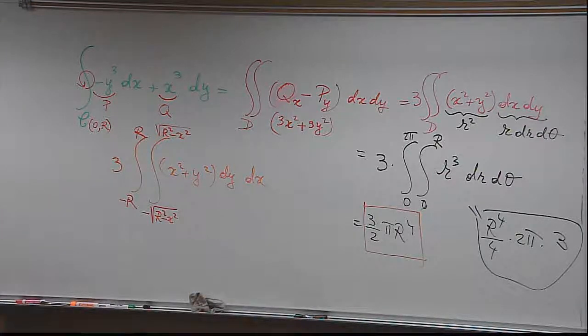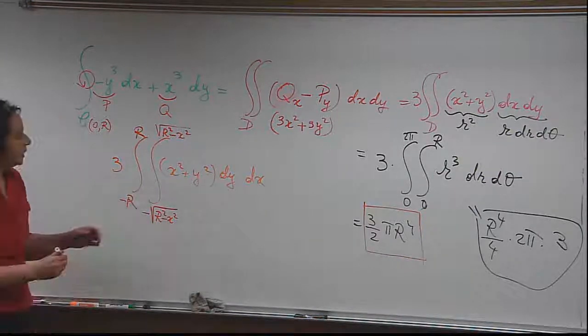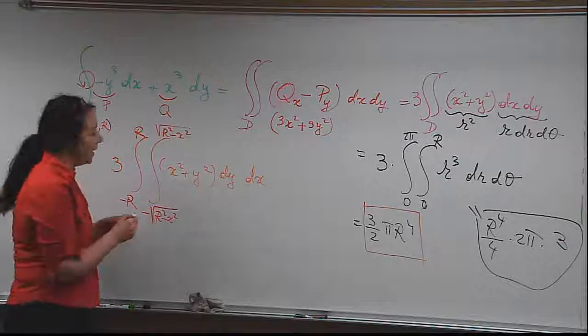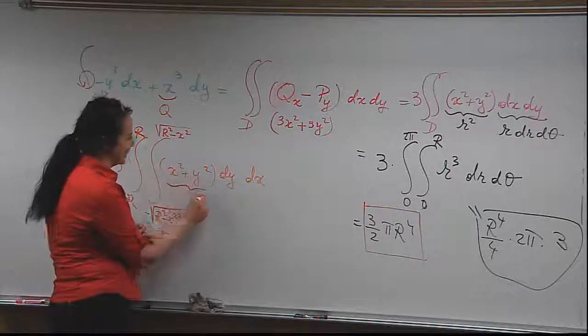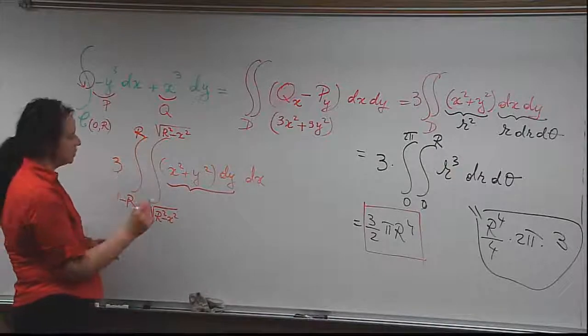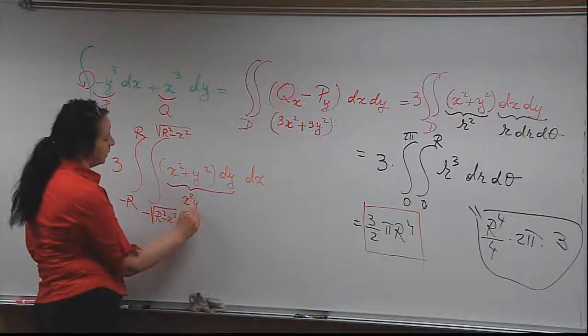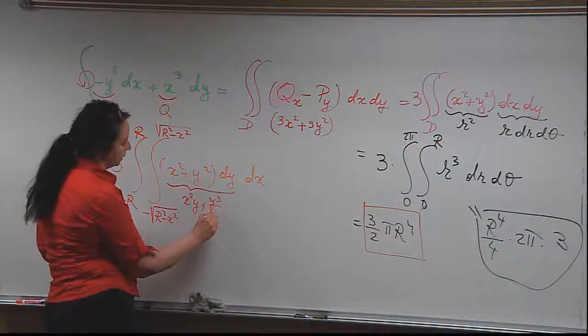And then when you go and integrate, oh my God, you integrate with respect to y. He has nothing better to do than think what's going to happen on this. Well, he's right. So you can get x squared y plus y cubed over 3.